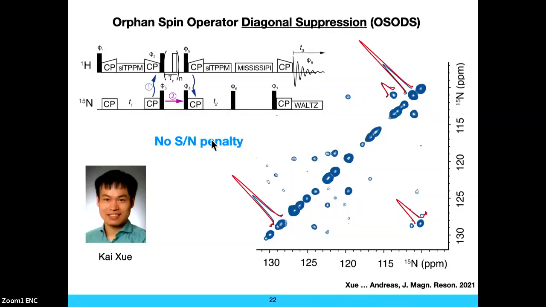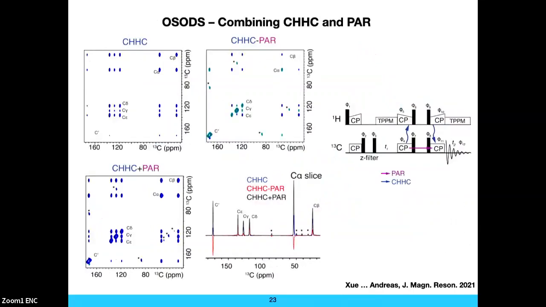We also thought that this sequence might be useful for lower spinning. So we tried it with a CHHC sequence. But in this case, we don't really get diagonal suppression, and that's because under these conditions, there's pretty efficient PAR transfer during the CP steps. And so the remaining signal that we have here is no longer just on the diagonal. We also see transfer. So in this case, you could imagine some different combined sequences, for example, CHHC plus PAR in one sequence. This was shown just for a crystalline histidine sample.